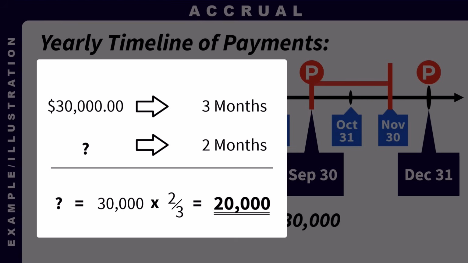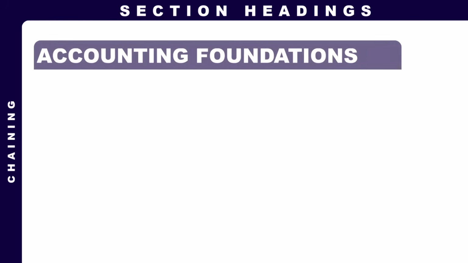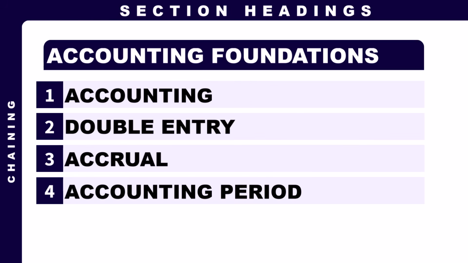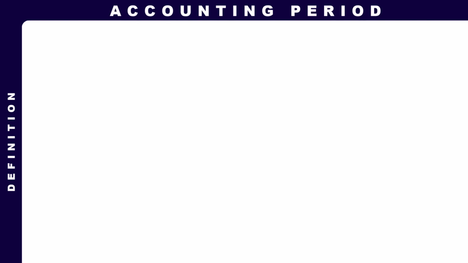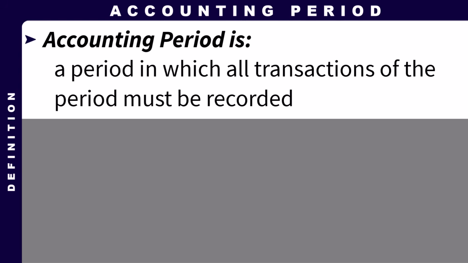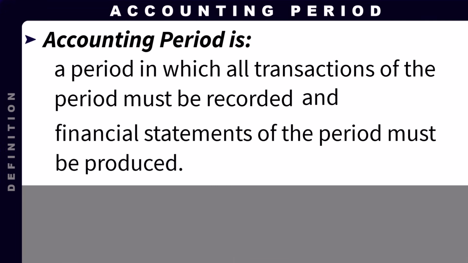Wonderful. Moving on, we've so far seen a definition of accounting, basic concepts on double entry, and accrual. Let's now jump to the last topic of this video, the accounting period. What is an accounting period? An accounting period is a period in which all transactions of the period must be recorded and financial statements or reports of the period must be produced.